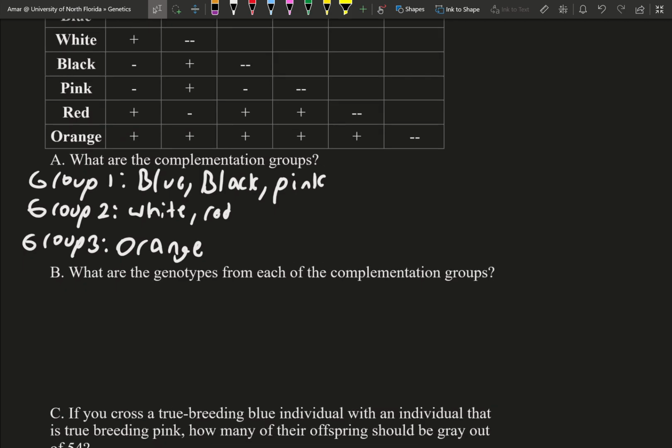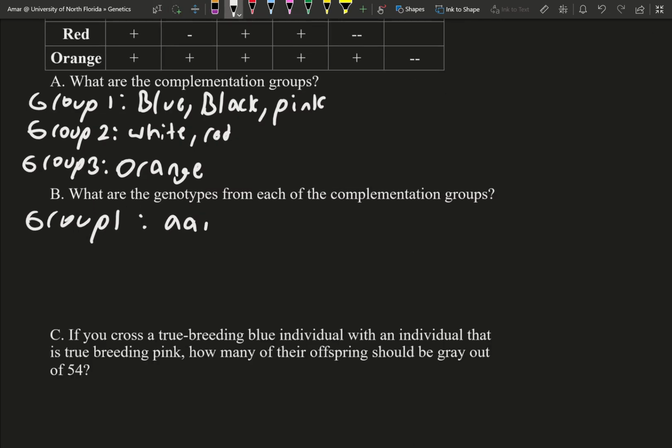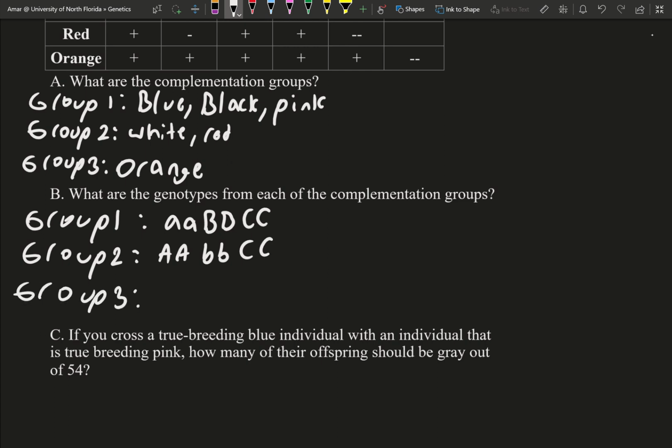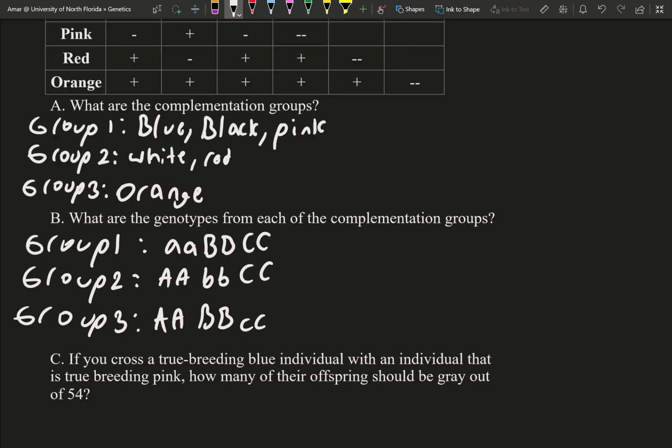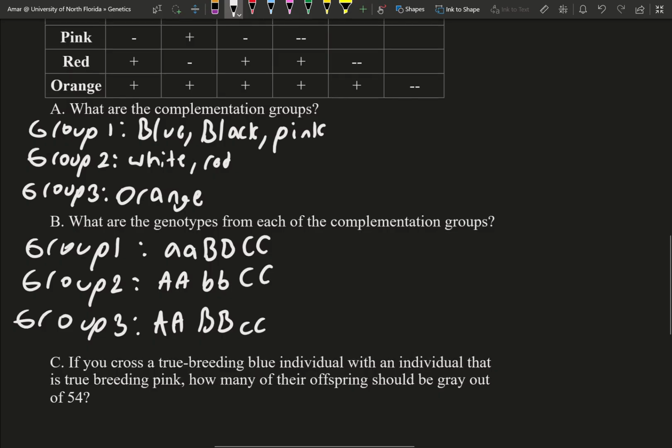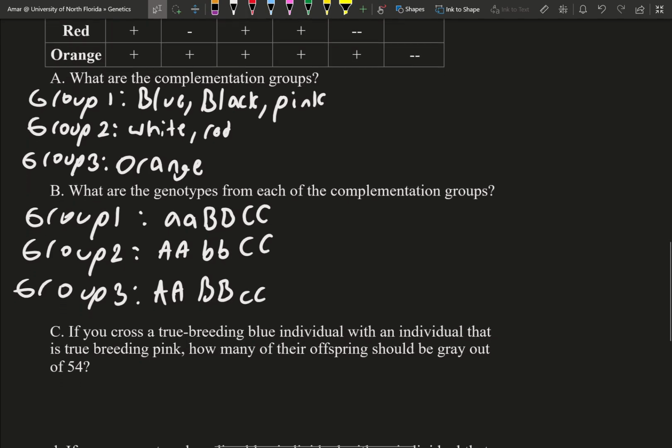So basically we have 3 different genes, and they would be recessive at different genes. So group number 1, they must be recessive at the same gene. So group number 1, their genotype will be little a, big B, big C. Group number 2 will be big A, little b, big C. And then group number 3 will be big A, big B, little c, right? So basically, we've kind of already had practice with this.